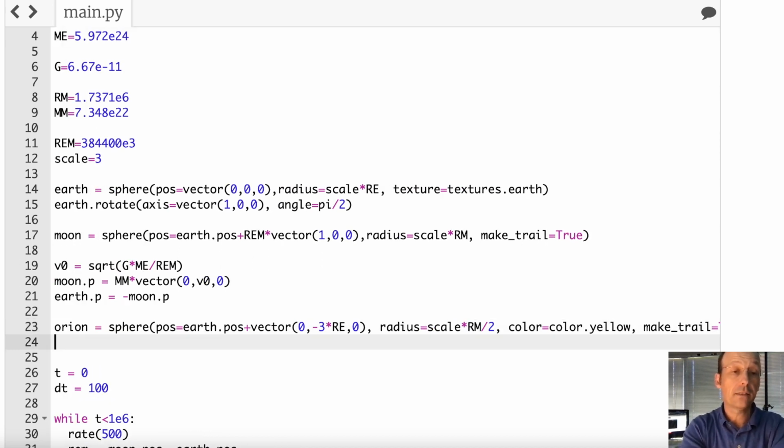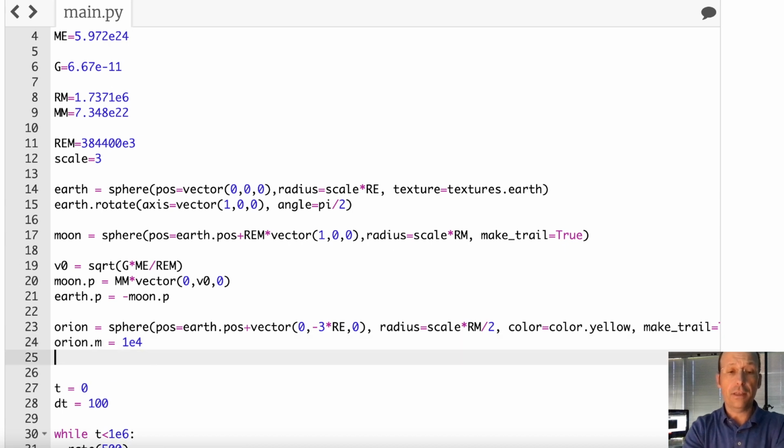I need a mass. I feel like doing it this way. Orion.m equals 10 to the 4th. I don't know what the mass is. It doesn't really matter, right? Because that mass is actually going to factor out at the end.